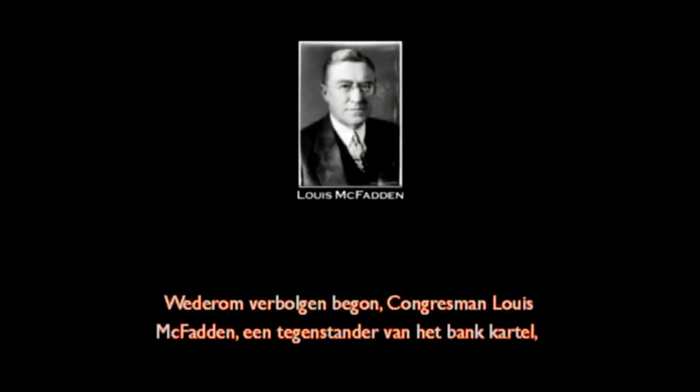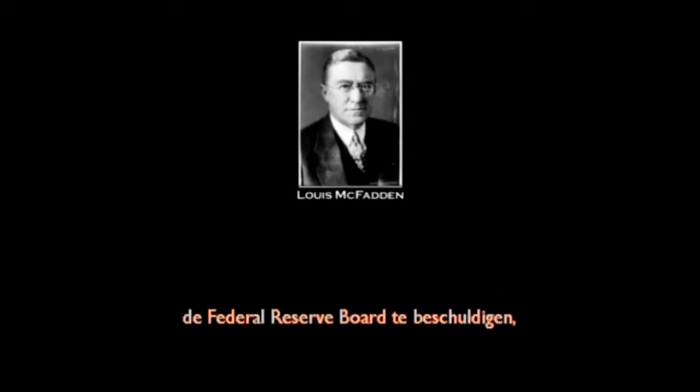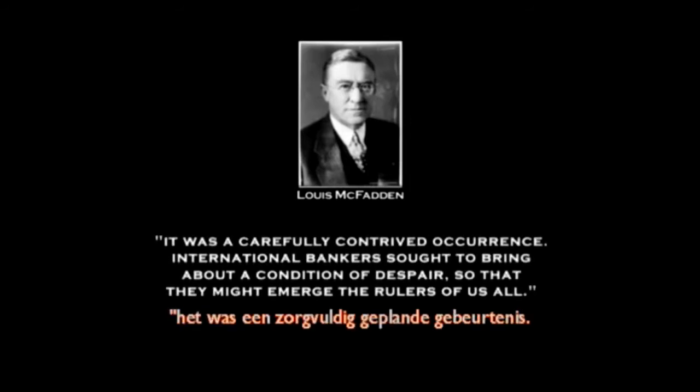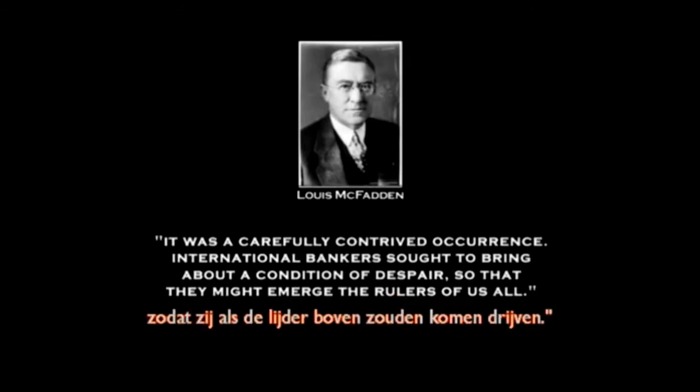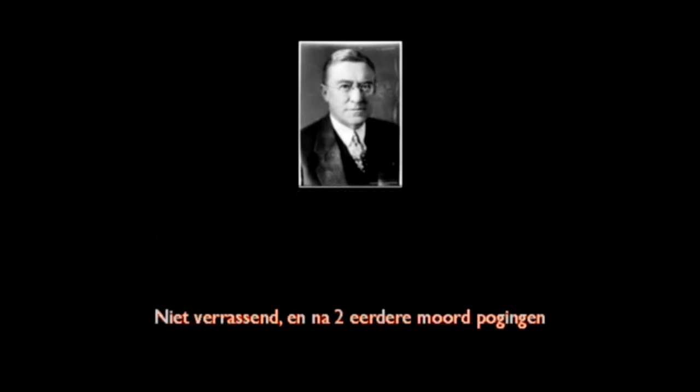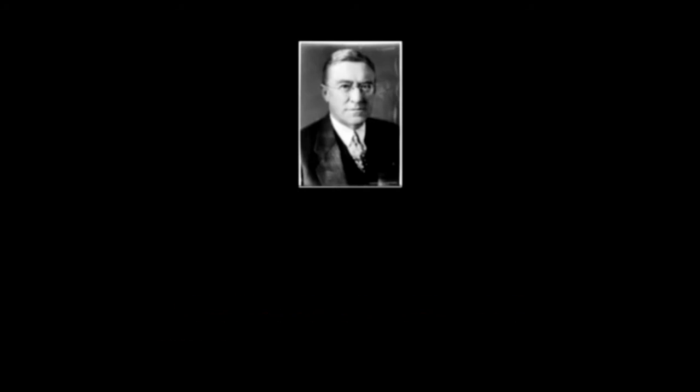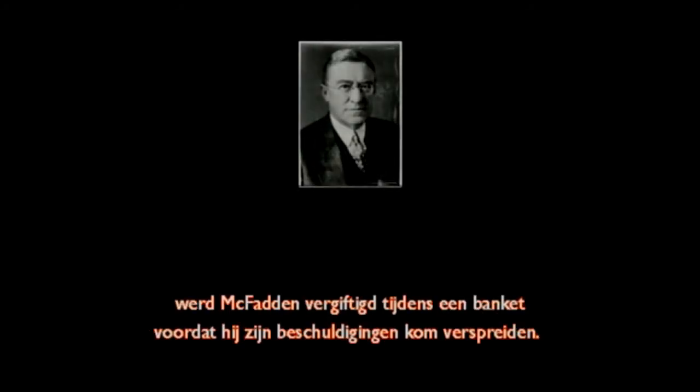Once again outraged, Congressman Louis McFadden, a longtime opponent of the banking cartels, began bringing impeachment proceedings against the Federal Reserve Board, saying of the crash and depression, "It was a carefully contrived occurrence. International bankers sought to bring about a condition of despair so that they might emerge the rulers of us all." Not surprisingly, and after 2 previous assassination attempts, McFadden was poisoned at a banquet before he could push for the impeachment.